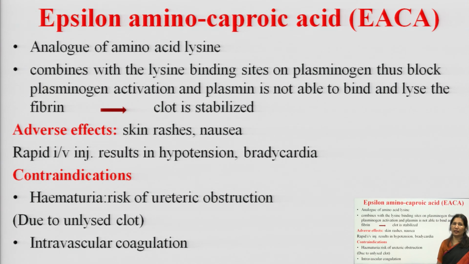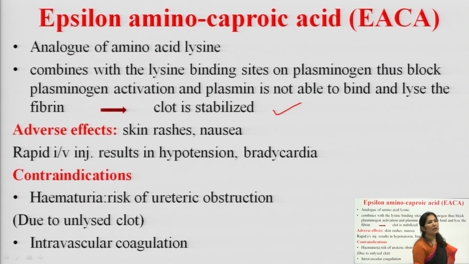How is the clot stabilized? Because it combines with plasminogen and blocks plasminogen activation, plasmin is not able to bind and lyse the fibrin. So, lysis of fibrin will not occur, and the clot will be stabilized. Adverse effects are skin rashes, nausea, and rapid intravascular injection results in hypotension and bradycardia.